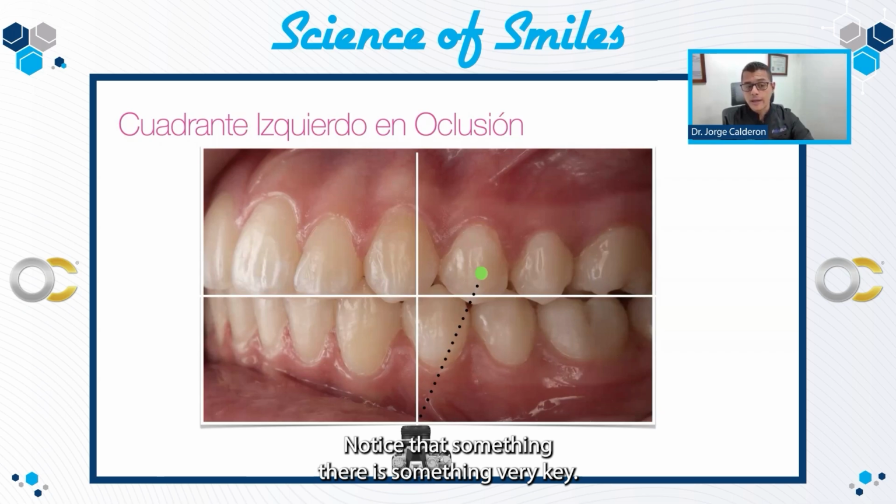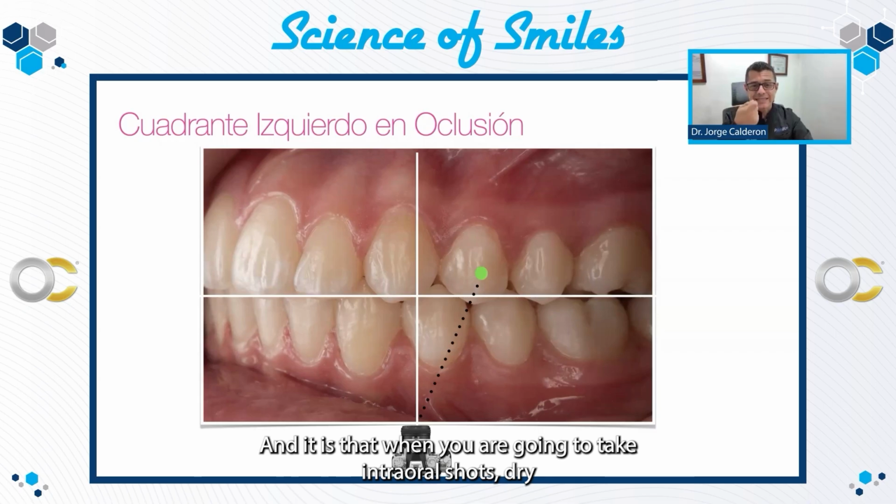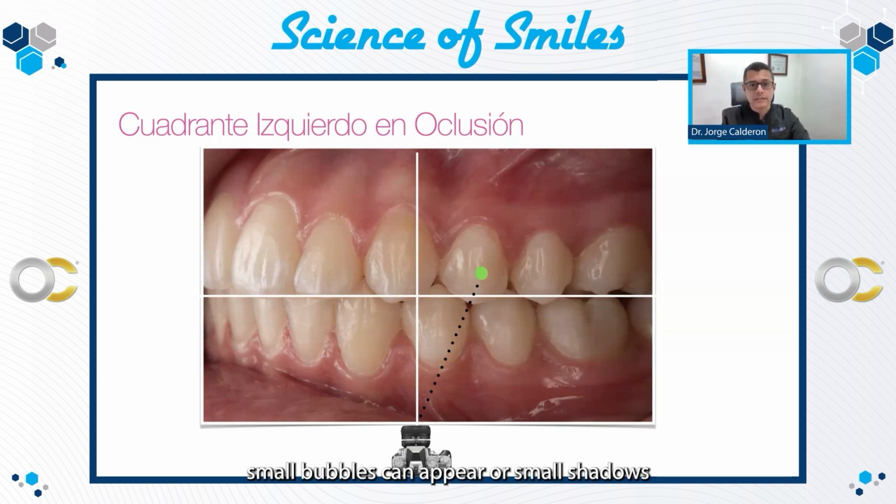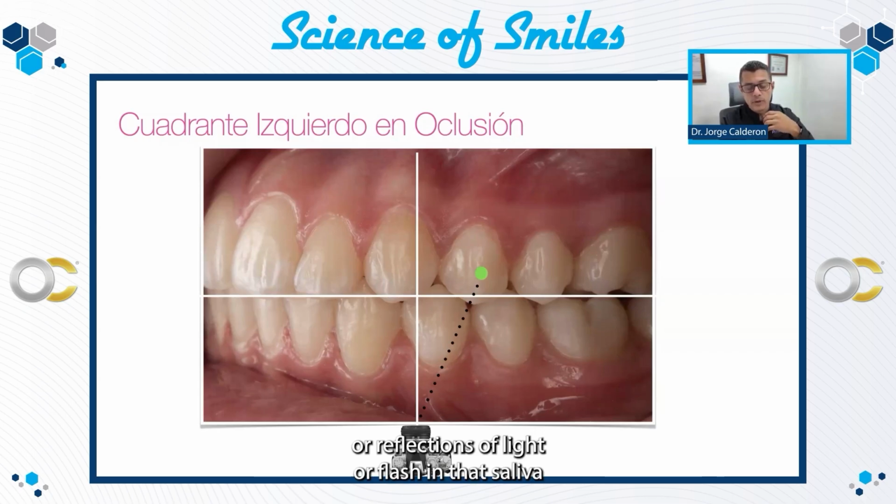Notice that there is something very key, and it is that when you are going to take intraoral shots, dry the patient's mucosa very well beforehand, or ask the patient to swallow saliva so that the saliva does not appear in this area. So, sometimes if we leave saliva, small bubbles can appear, or small shadows, or reflections of light or flash in that saliva that cause detail to be lost and obviously become a distracting element when trying to evaluate what I want to evaluate in a photo.